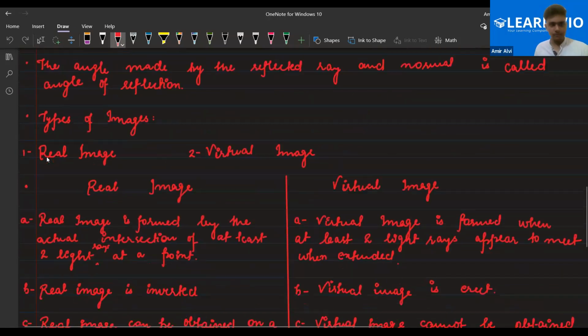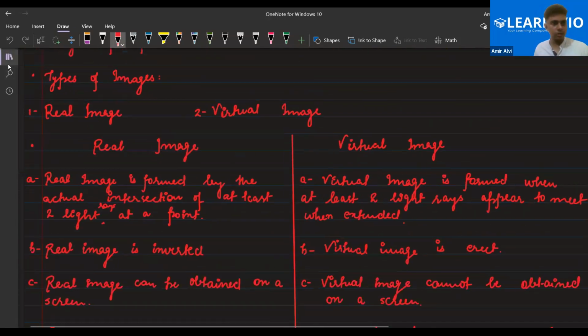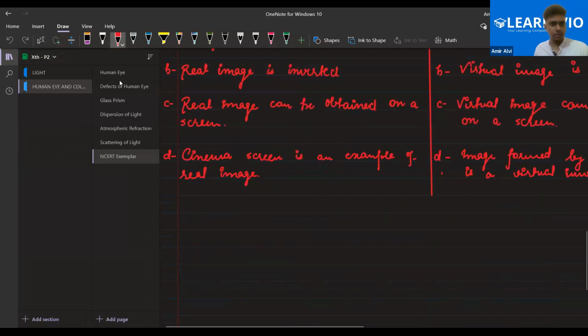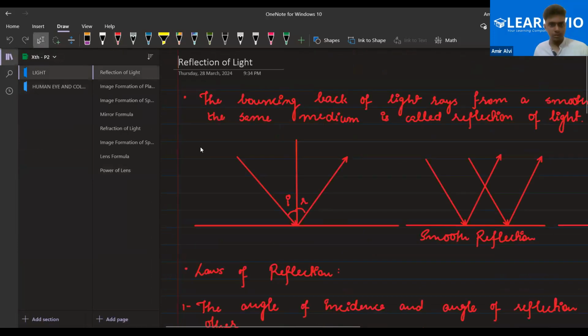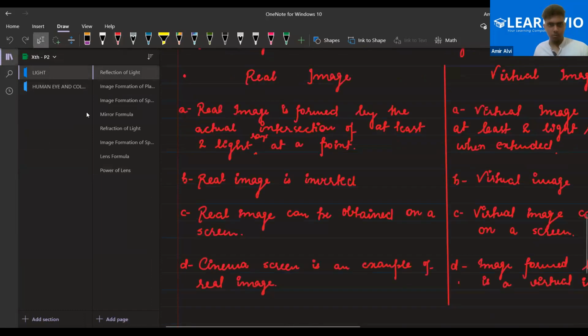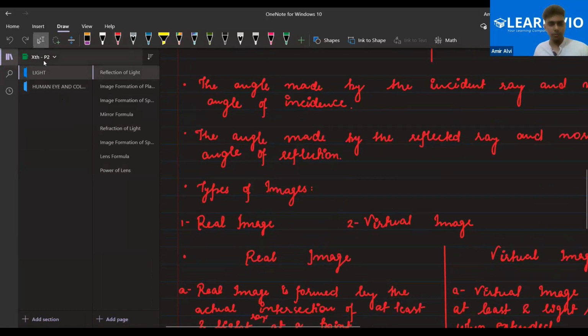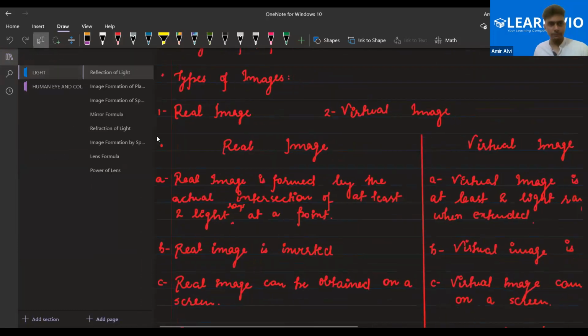Just I think some numericals are not there. Let me check the numericals in another batch. Okay, it's fine.